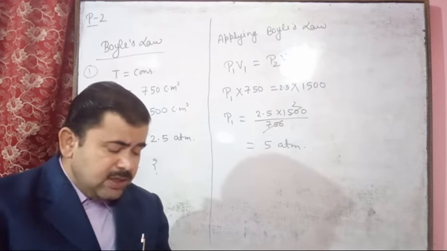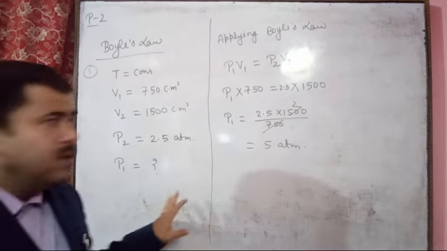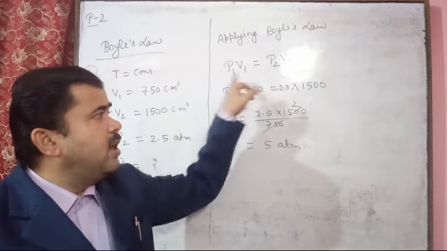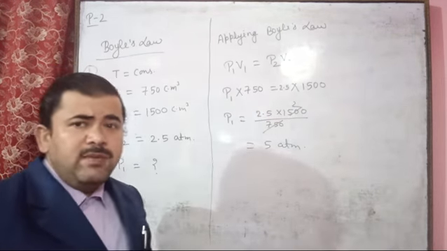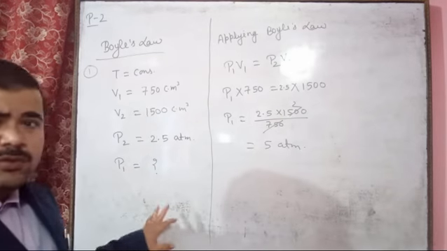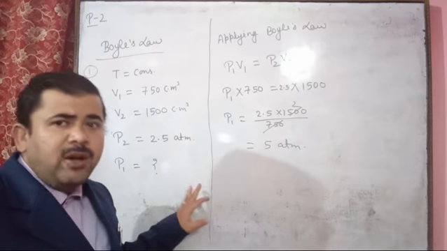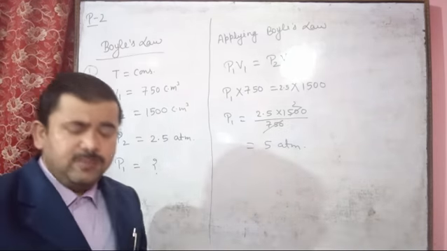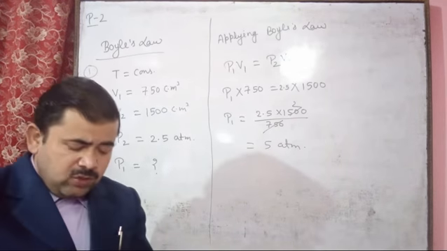First you have to write the information that is given, and after this apply the Boyle's law formula, and then put the values. This is the way for solving the question, and it is necessary to write the information first, then the formula, then the calculation, and then the result. So here also we will put these values and you will get the answer.